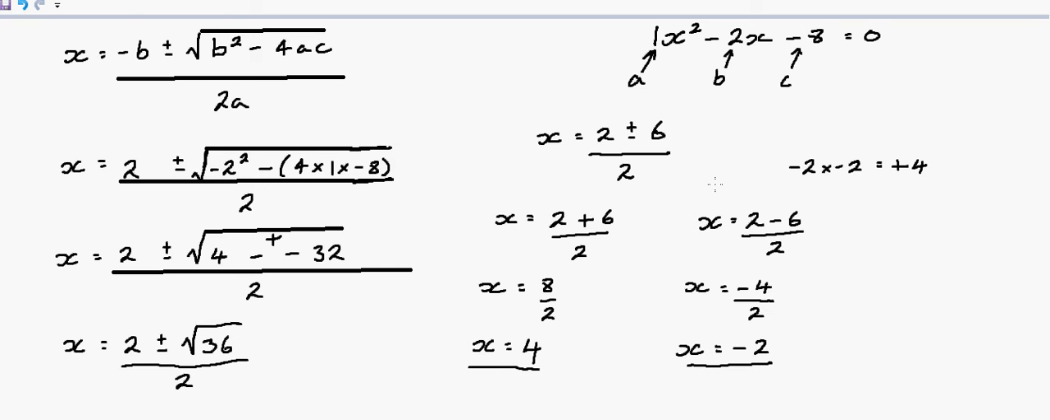Now you can do this. I've been doing this with the last two that are equations that will factorize. Because if I factorize this, just trust me on this, you get x plus 4.